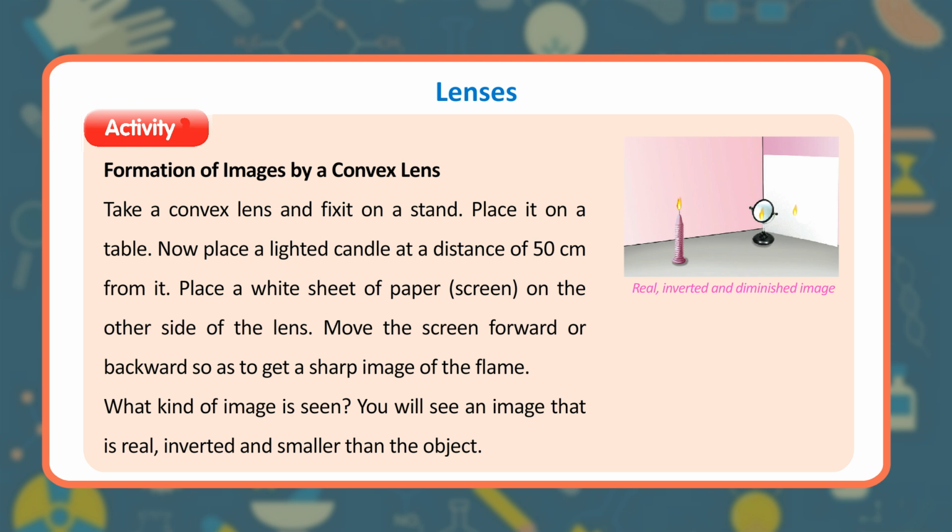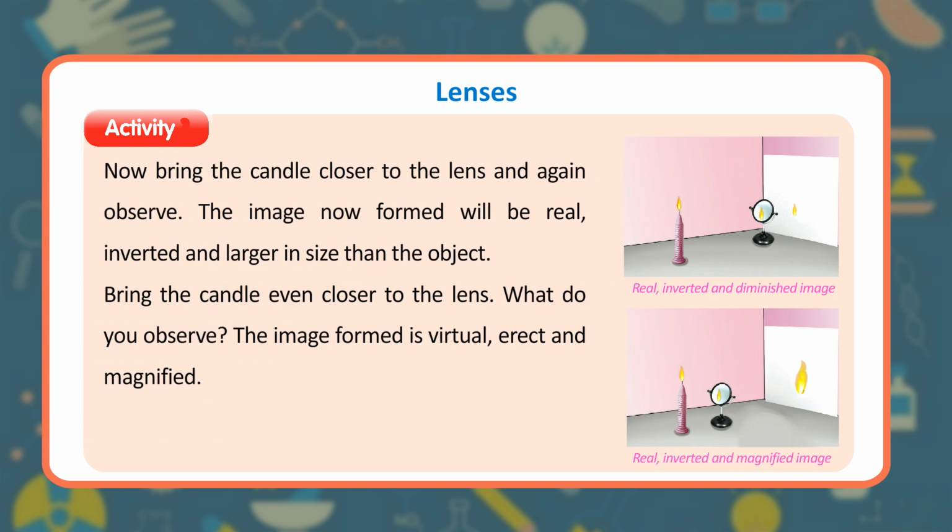What kind of image is seen? You will see an image that is real, inverted and smaller than the object. Now bring the candle closer to the lens and again observe. The image now formed will be real, inverted and larger in size than the object. Bring the candle even closer to the lens. What do you observe? The image formed is virtual, erect and magnified.